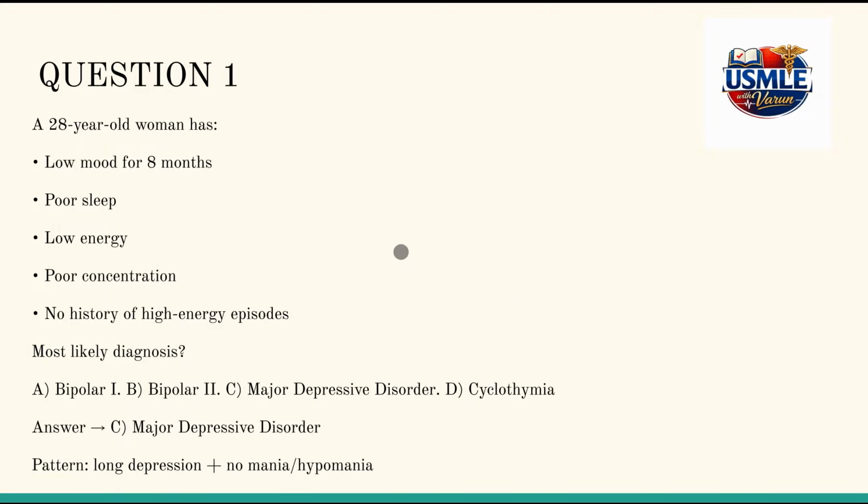Now we'll also discuss a few questions. A 28-year-old woman has low mood for 8 months, poor sleep, low energy, poor concentration, no history of high energy episodes. So all these: low mood, flat affect, sleep disturbance, low energy, and poor concentration. There is no history of mania, but there is depression. So it is major depressive disorder: long depression plus no mania or hypomania.